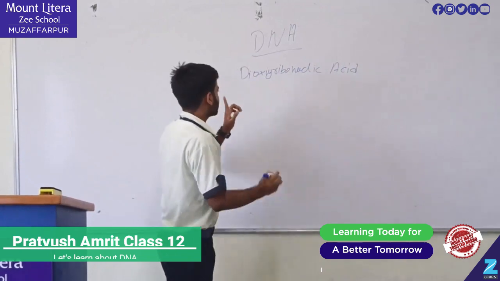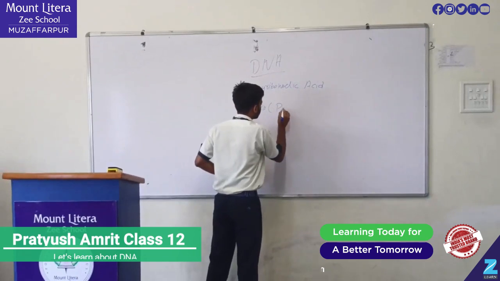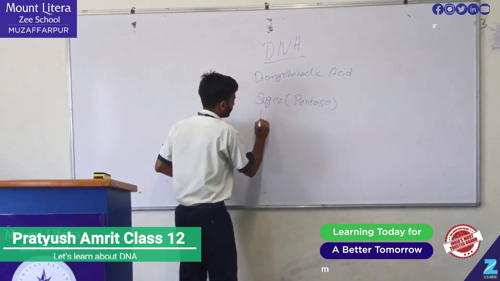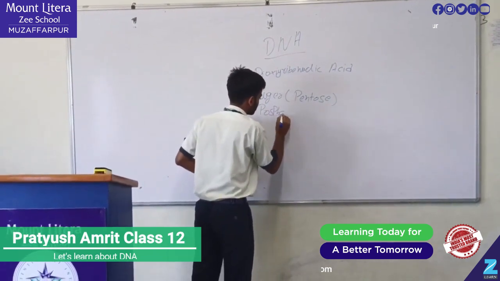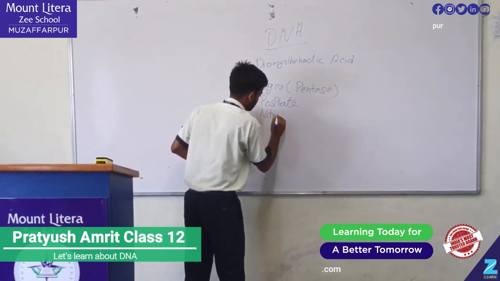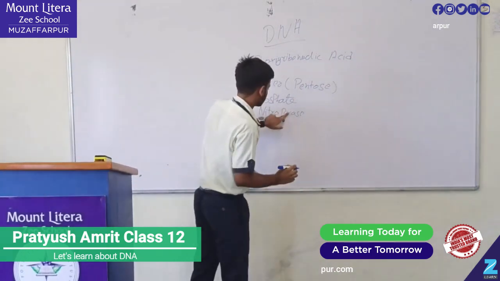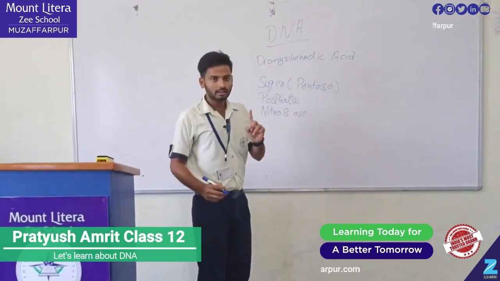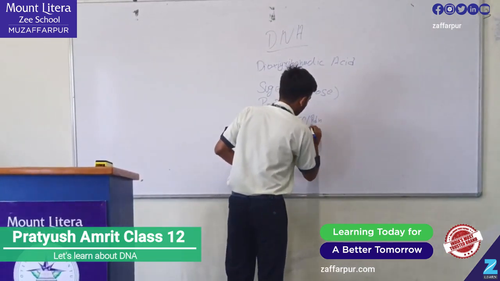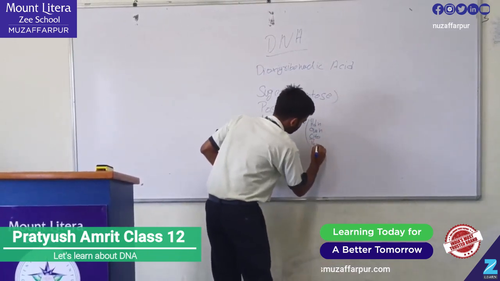DNA is made up of three main substances: sugar, which is pentose, and then phosphate, and then nitrogenous base. In the nitrogenous base, there are four types: adenine, guanine, cytosine, and thymine.